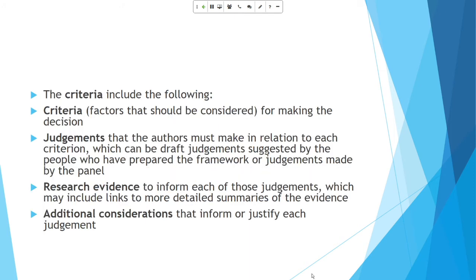Criteria that we look at includes things such as judgments, research evidence, and additional consideration. These factors should be considered for making the decision once the evidence to decision table has been developed.